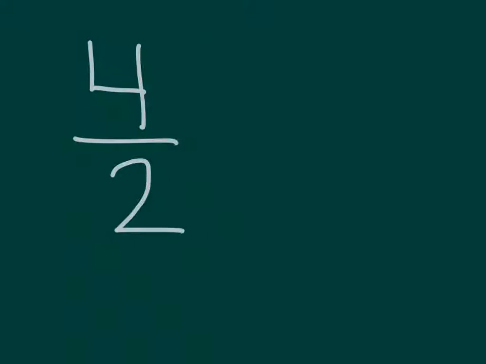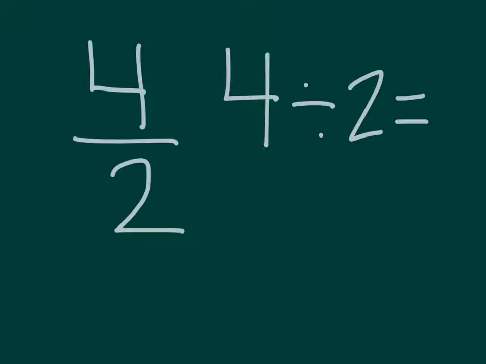Let's take the fraction 4 over 2. If the denominator is not 1, you can still use the numerator divided by the denominator to see if it is a whole number. If we take 4 divided by 2, we get 2. Therefore, 4 over 2 can also be shown as the whole number 2.